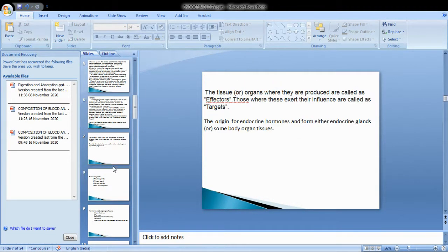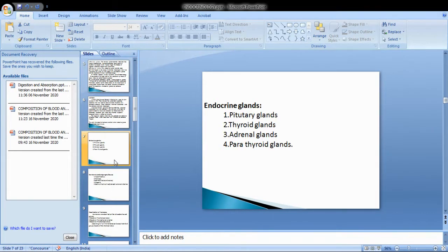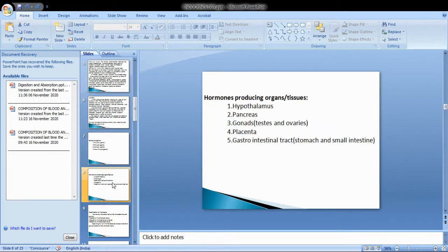Next, endocrine glands. Endocrine glands include mostly the pituitary gland, thyroid gland, adrenal glands, and parathyroid glands. Let us know about the hormone-producing organs or tissues: hypothalamus, pancreas, gonads such as testes and ovaries, placenta, and the gastrointestinal tract, mostly in the stomach and small intestine.